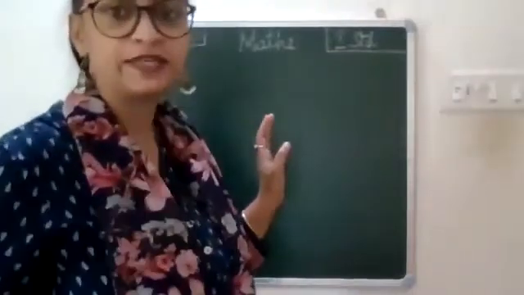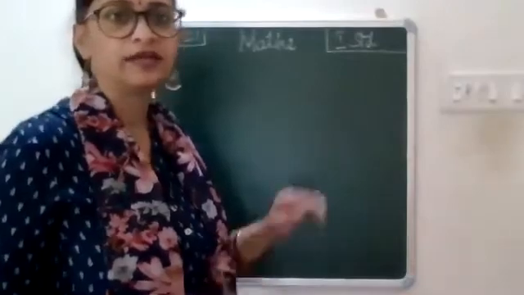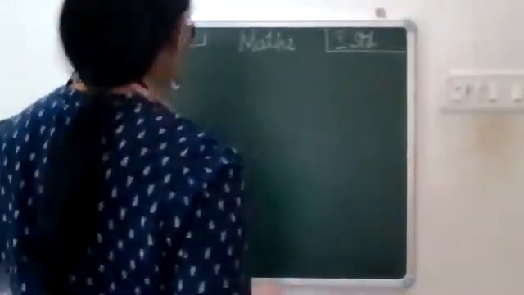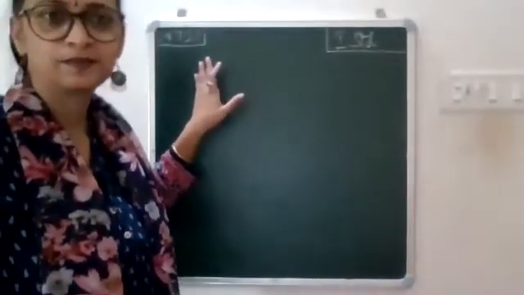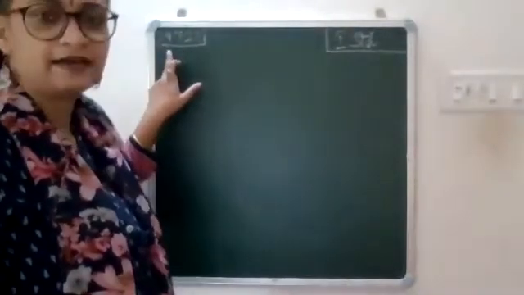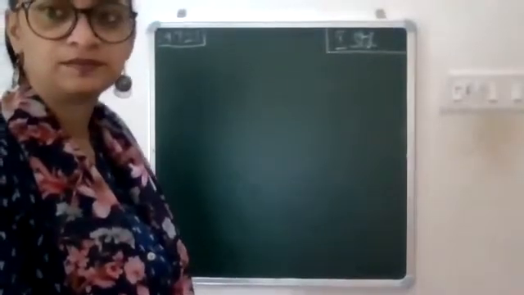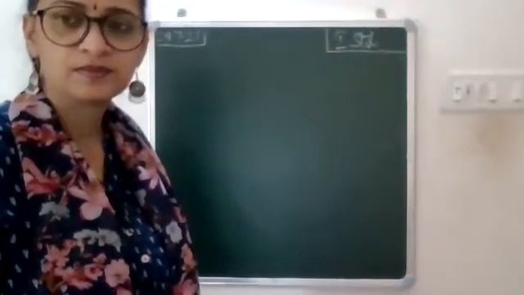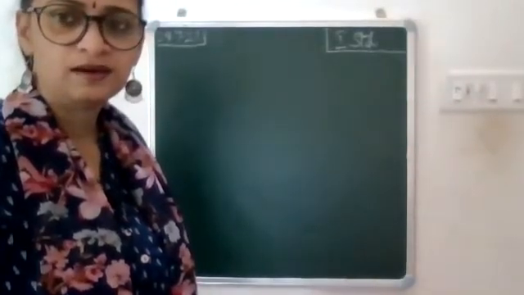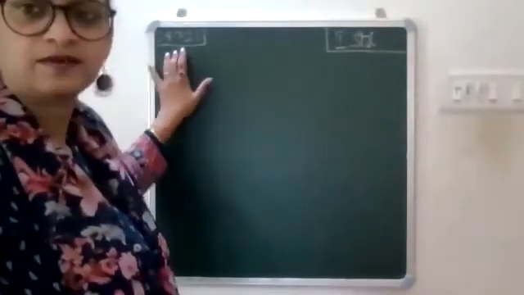Do one thing, take a new page now because you have written from 41 to 50, right? Take a new page and write today's date, 29-7-21. Yes, Aldrich? Only telling ma'am. Write today's date.